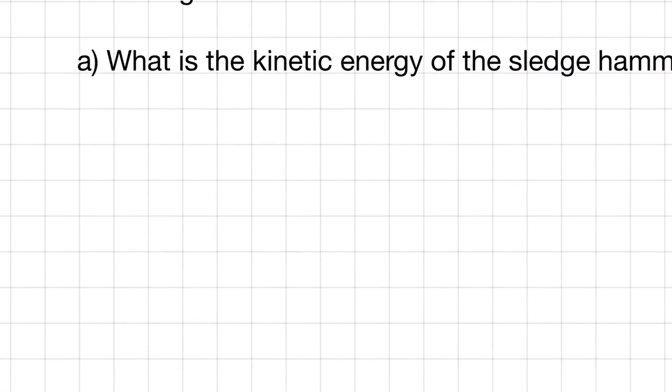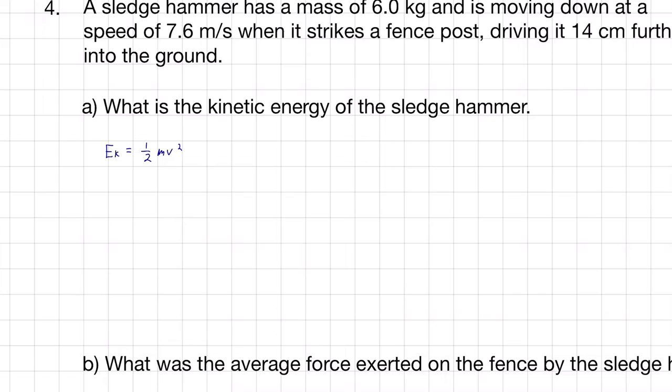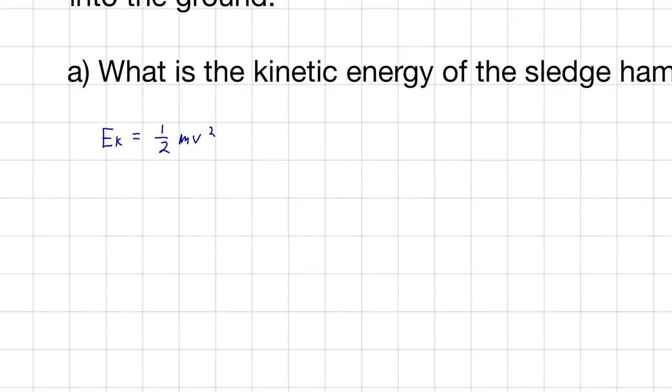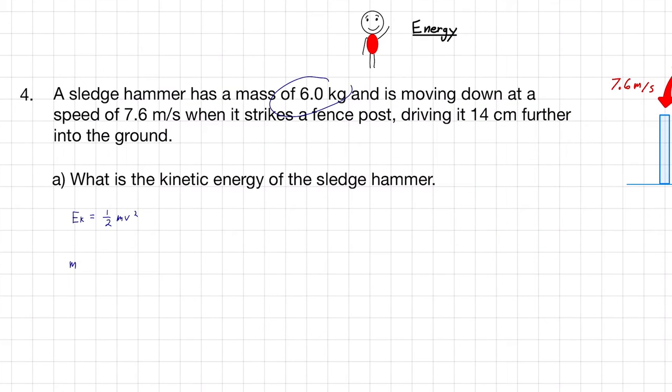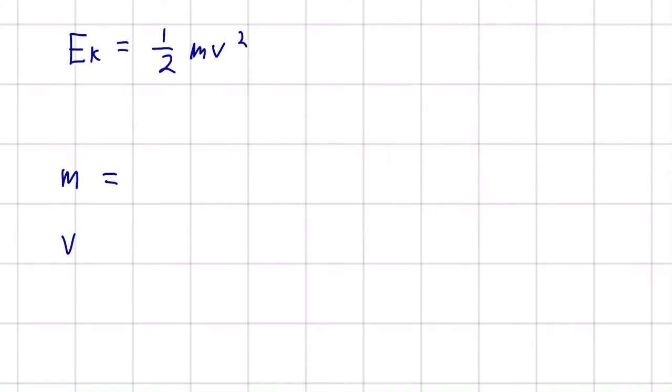So for the kinetic energy, we have this formula: EK is equal to 1/2 mv squared. And this is the formula we're going to use to find the kinetic energy, because we have a mass given in the question, and we have a speed. So given a mass and a speed, we have all the variables we need to solve for the kinetic energy.